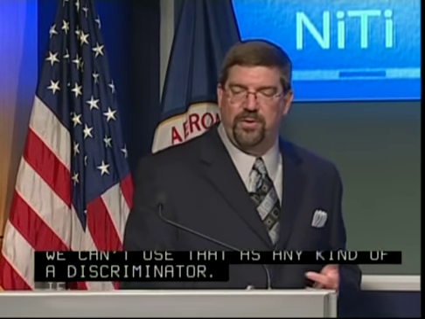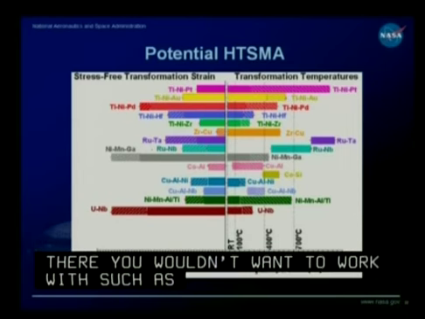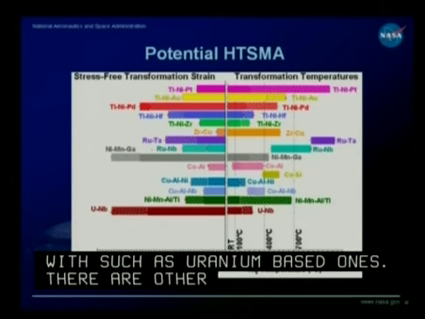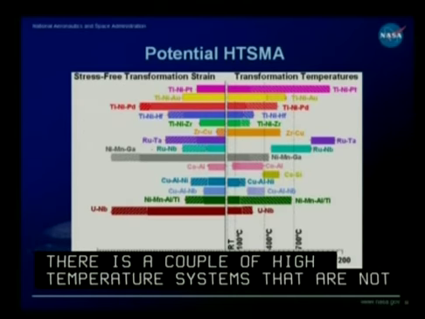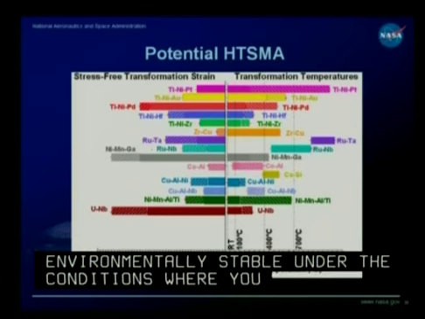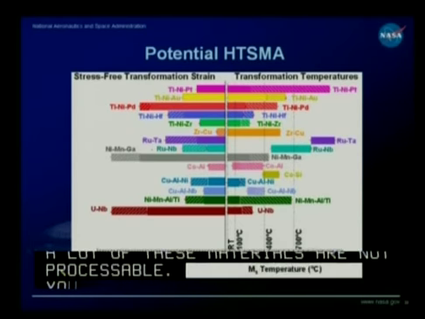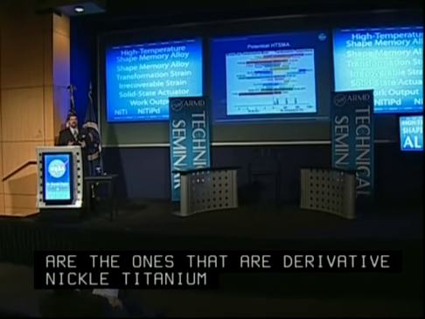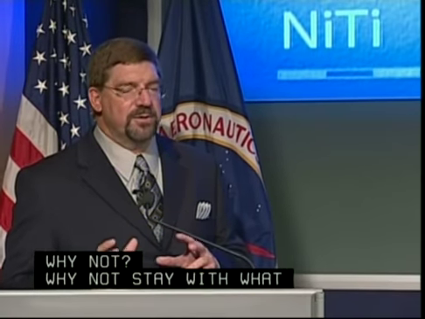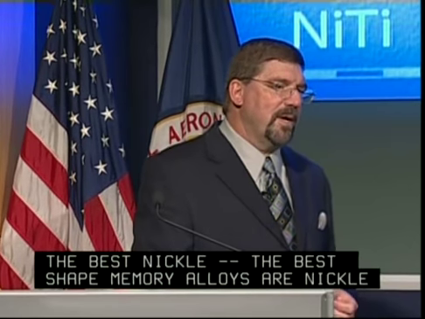If you look at the list, there are a number of material systems there that you wouldn't want to work with, such as the uranium-based ones. There are other systems that are not microstructurally stable. There are a couple of high-temperature systems that are not environmentally stable under the conditions where you see the transformation. A lot of these materials are not processable, so if we start eliminating systems, about all you're left with are the ones that are derivative nickel-titanium alloys. And why not? Why not stay with what you got? What got you here? The best shape memory alloys are nickel titanium, so you might as well work with a derivative structure. So if we could have the next slide.